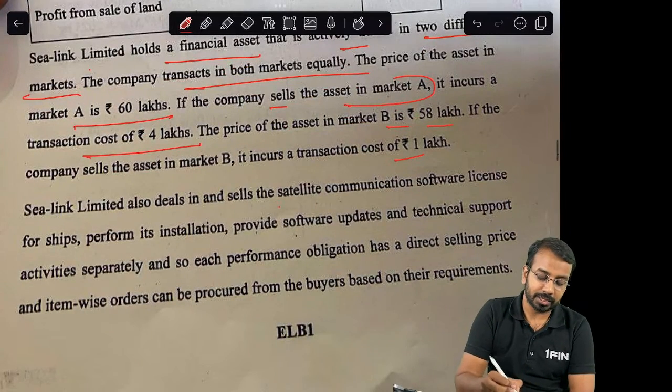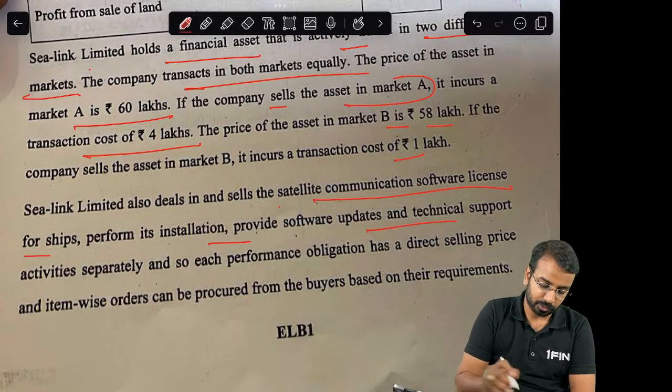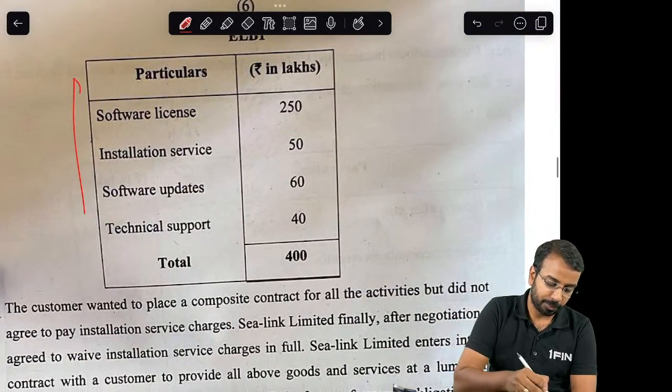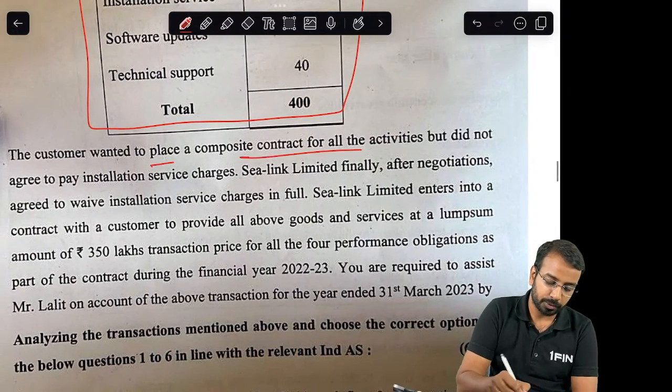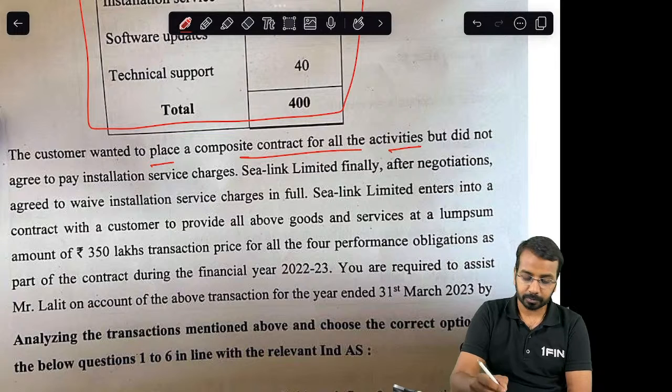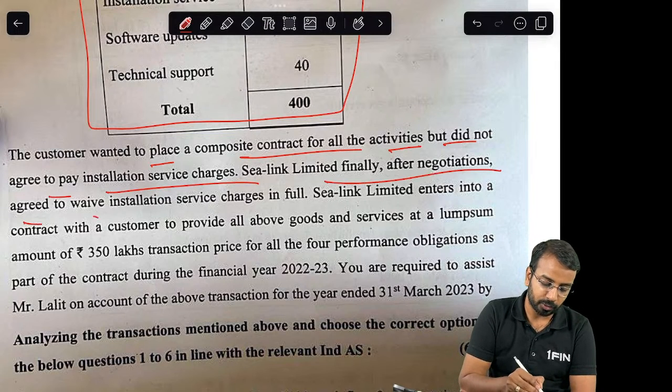Sealink also deals in and sells satellite communication software licenses, installation, etc. So all these are done. This is the breakup of what we normally charge from the customer. The customer wanted to place a composite contract for all activities, but did not agree to pay installation service charges. After negotiation, they agreed to waive installation service charges in full, and they enter into a contract with the customer to provide everything at 350 lakhs.